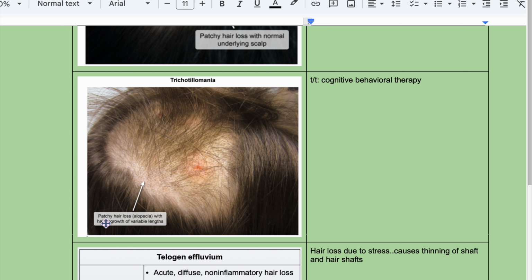Trichotillomania, patchy hair loss, alopecia with hair regrowth of variable length. Treatment here is cognitive behavioral therapy.